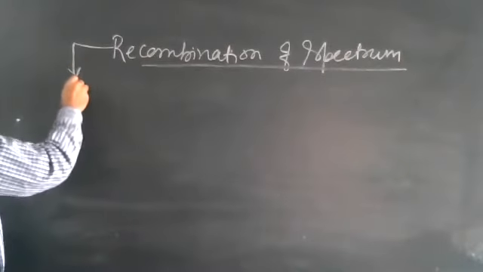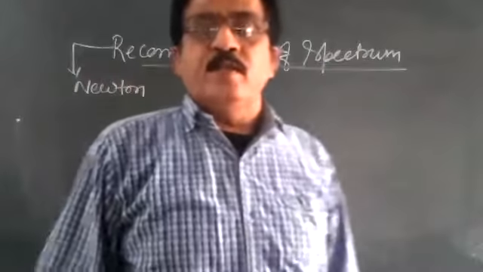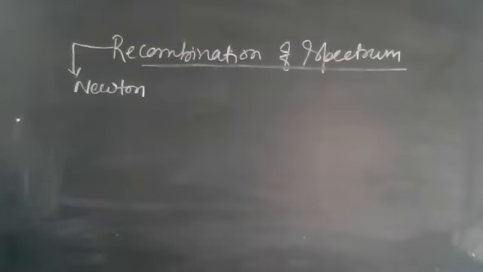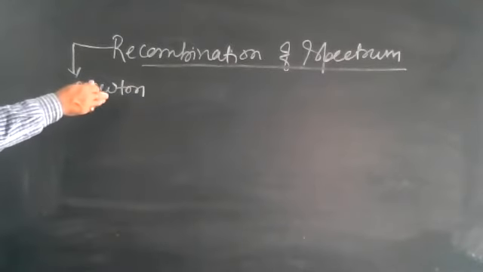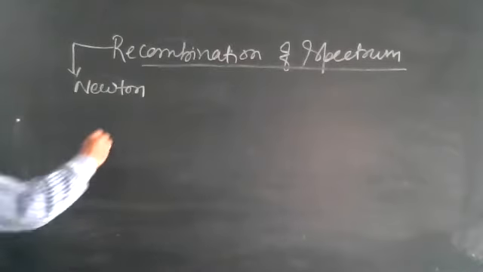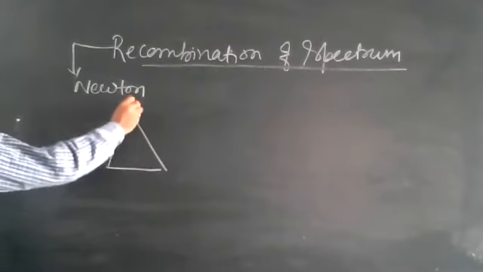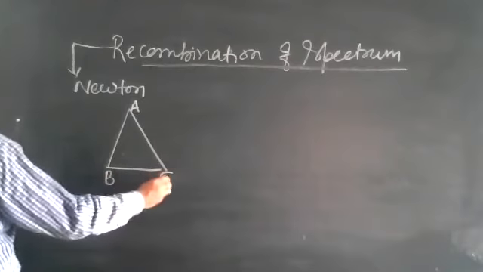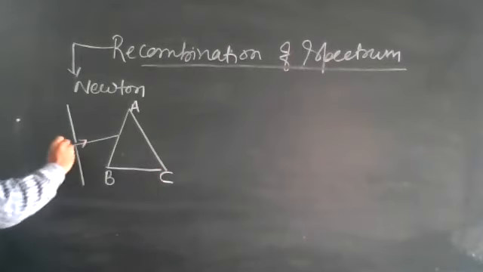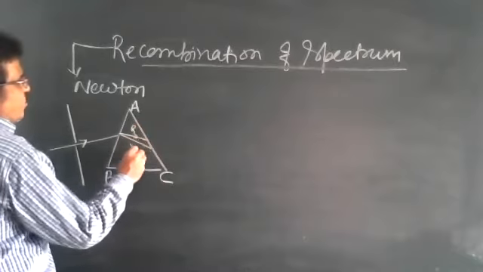This was observed first by Newton. Newton was first to obtain the visible spectrum of sunlight on passing through a glass prism. Here this is a glass prism, say a prism ABC. A white light is coming through a narrow hole. It splits up into 7 colors, say the red and violet colors.